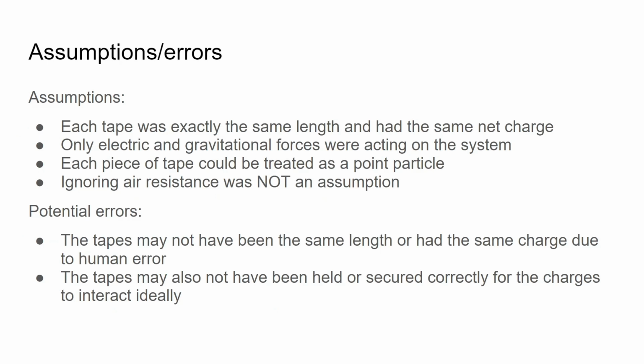Some important assumptions were taken which may have impacted the calculation of the electric force. It was assumed that each tape was exactly the same length and had the same net charge, which could very well be untrue due to human error. It was also assumed that only electric and gravitational forces were acting on the system, and that each piece of tape could be treated as a point particle. Air resistance did not need to be ignored, since the floating tape is at rest and not moving through the air.